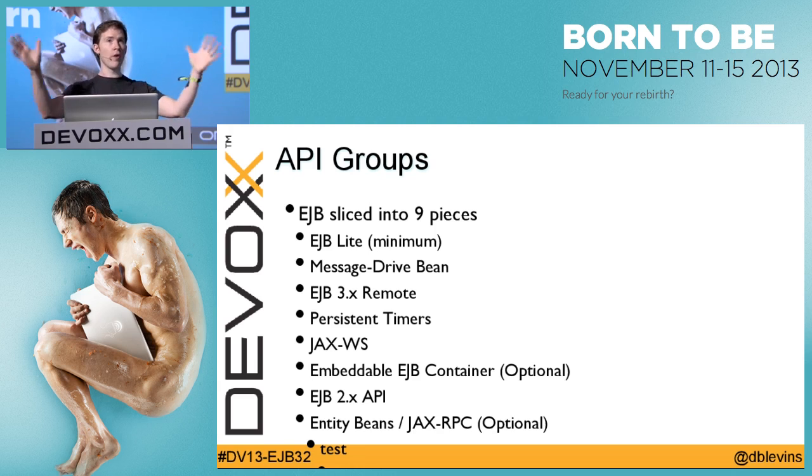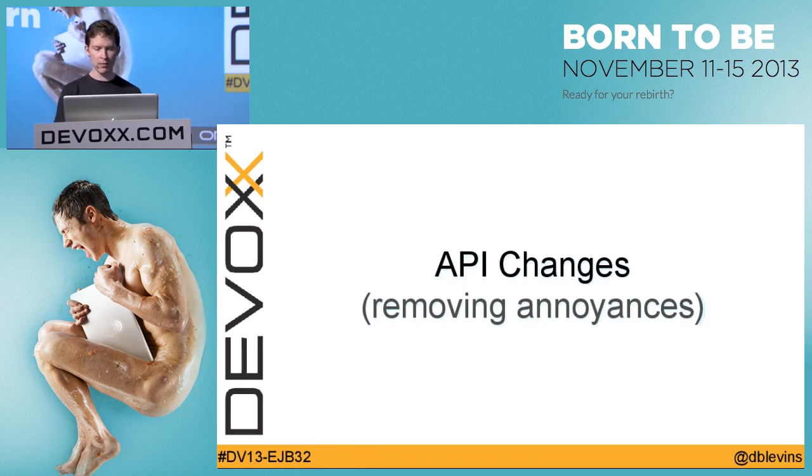Because it used to be all or nothing. You support EJB or you don't. But now it's being sort of dissected up in efforts to make it more modular, a little more easy to digest. So keep in mind API groups when you start to shop around for your JavaEE 7 server.